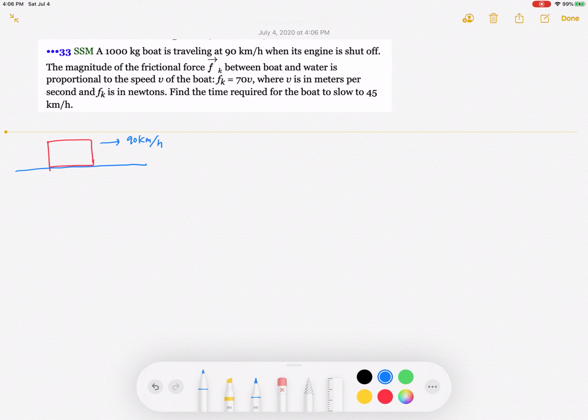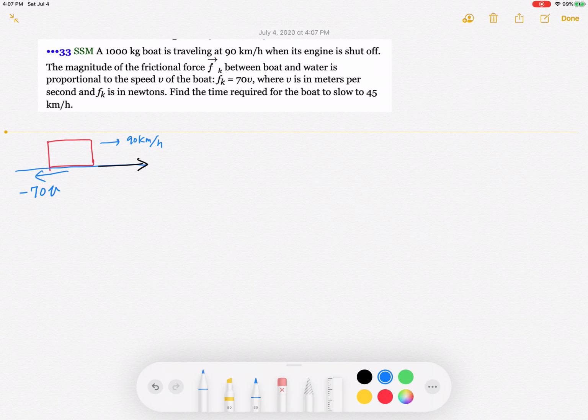cuts off the power, meaning that the engine's thrust is gone, right? So the only force that's acting on this boat is the frictional force, going against the motion of this boat. Boat is moving to the right, while the friction is acting to the left. But how much? Negative 70 V. That's what the problem says.